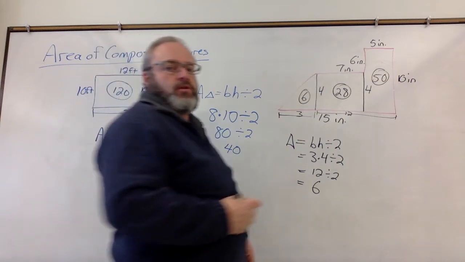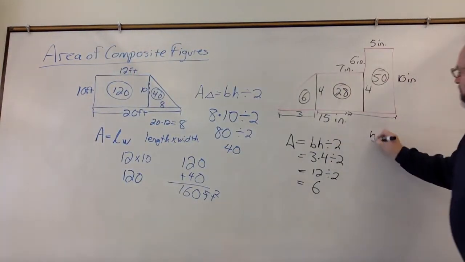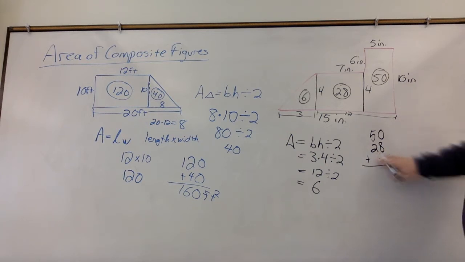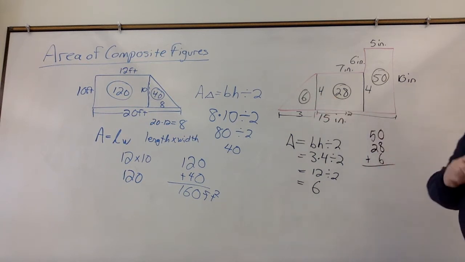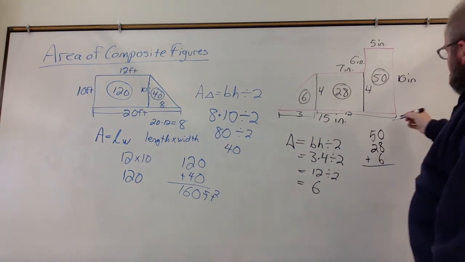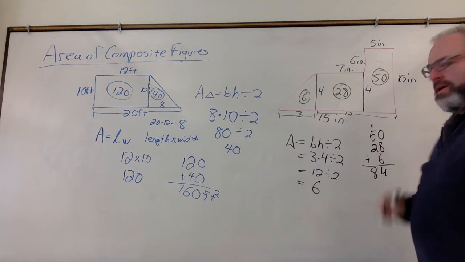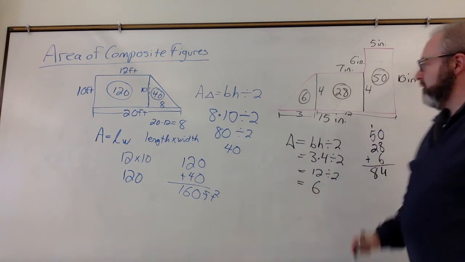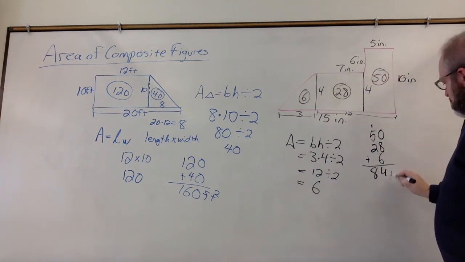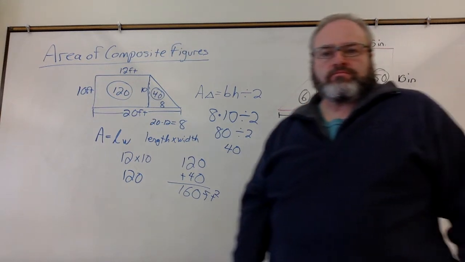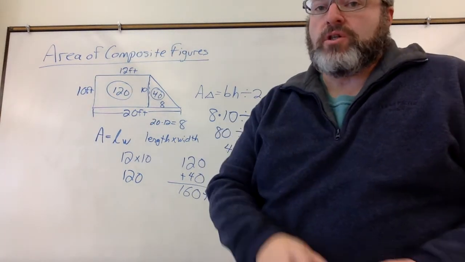So all we got to do now is add up our 3 separate areas to get the total area of this composite figure. So we have 50 plus 28 plus 6. Almost wrote 4. All right, so that's 14, carry the 1, 6, 7, 8, 84 square inches. All right, I think we better do just one more.